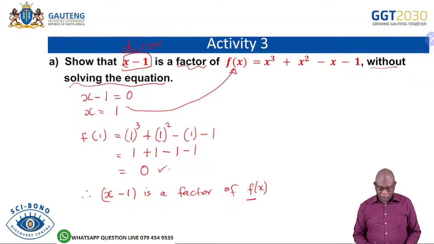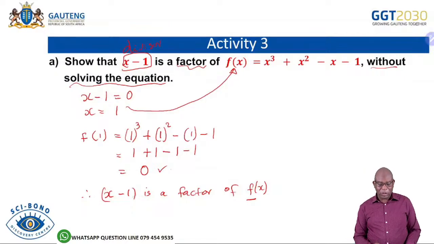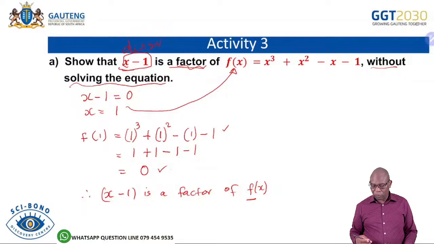Say for instance I got a 5, I'll then say x minus 1 is not a factor. But here they say show that this is a factor. So in other words, they're forcing you to get a 0. Now we are not going to mark it correct if you just say f of 1 is 0. You must show all steps showing that you have substituted and added to get the value of f of 1 to be equal to 0. Okay.